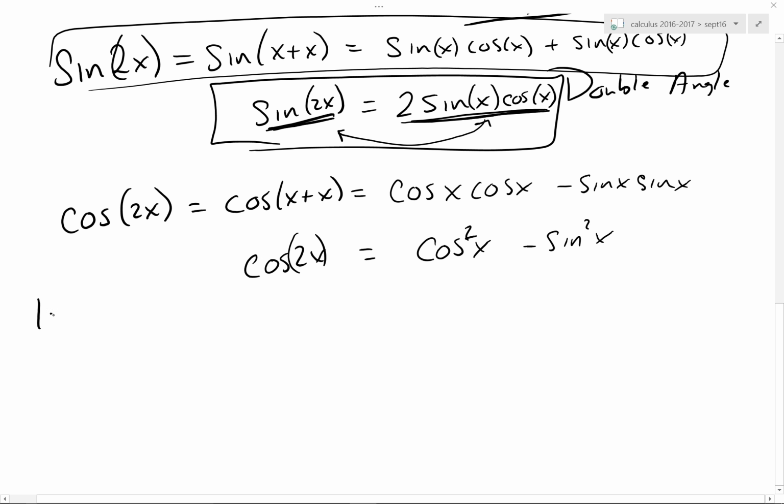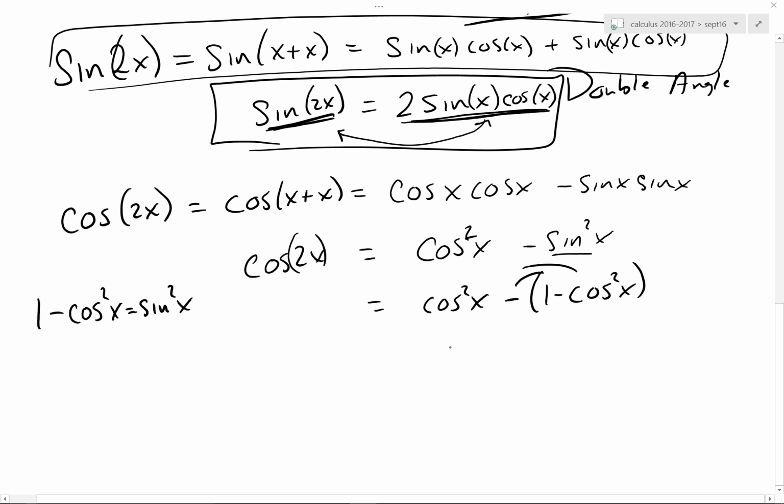You'll remember on the previous page that 1 minus cosine squared is equal to sine squared. Am I right? I believe I am. And so that's cosine squared x minus 1 minus cosine squared. You dig me on that? I just substitute that in there. Distribute, and you're going to get 2 cosine squareds minus 1. So this relationship is one that we need to know.